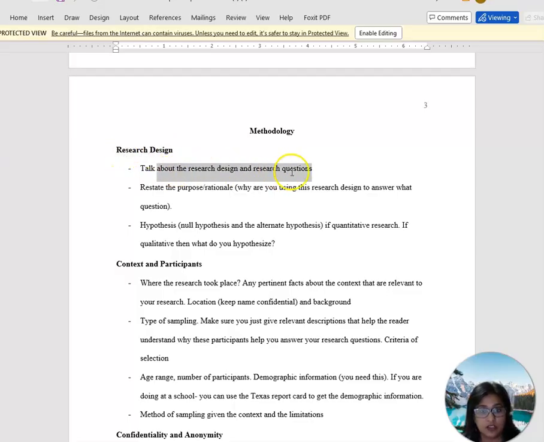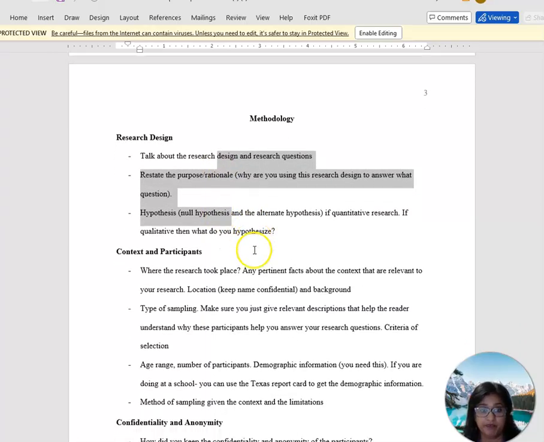Research design. What's your design and your research question? You're going to clearly state your purpose and rationale, and hypothesis. Remember, I have used bullets to give you an easy way of thinking about the things that go into this section. This is not a bulleted paper. It is a paragraph-form paper. That is how you write this.